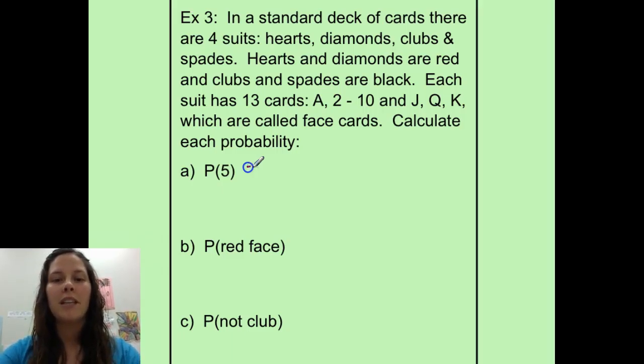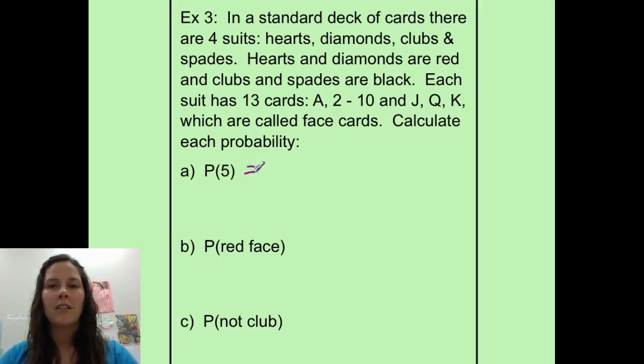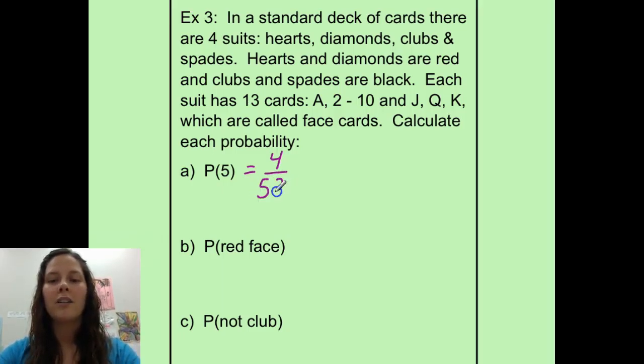So what's the probability that we pull a 5 out of our deck of cards? Well, there's 4 5s because there's 1 in each suit. There's the 5 of hearts, 5 of diamonds, 5 of clubs, and 5 of spades. Out of 52 total cards, because we're talking about a standard deck of cards, 4 out of 52 simplifies to 1/13.